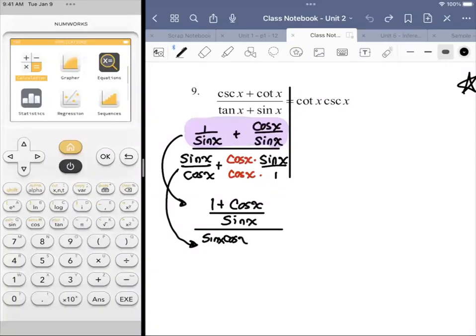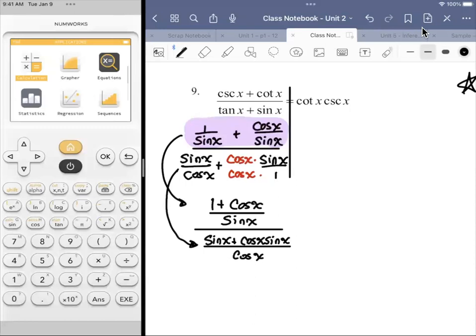Resume recording. All right, so get rid of this. It was supposed to be sine. Oh, whoa, it defaulted, didn't it? It's not what I wanted. All right, so it should be sine x plus cosine x sine x, all over cosine x.